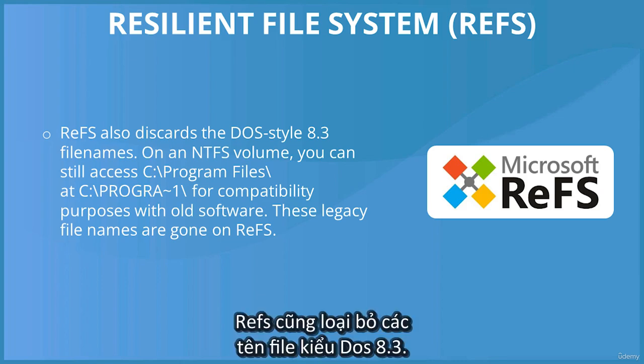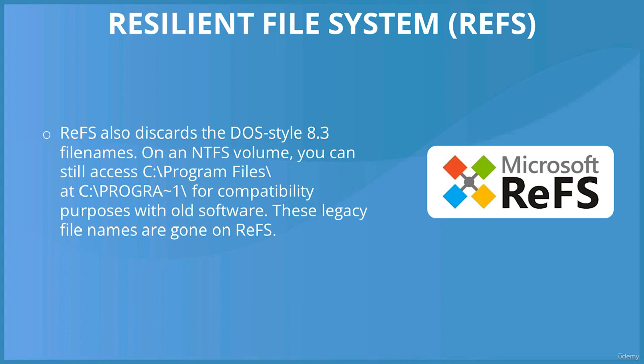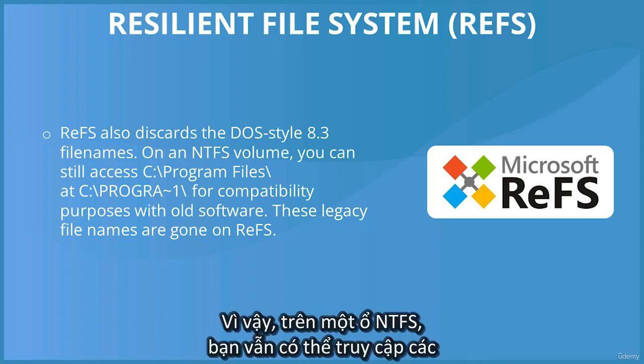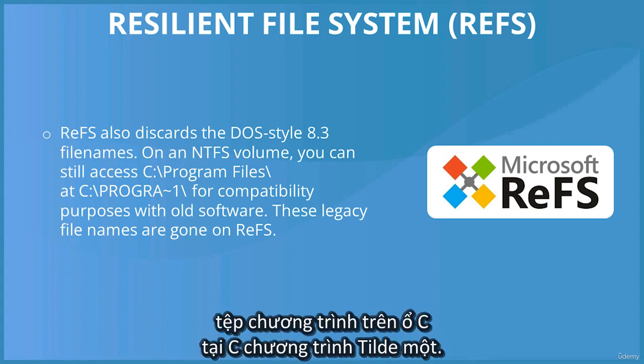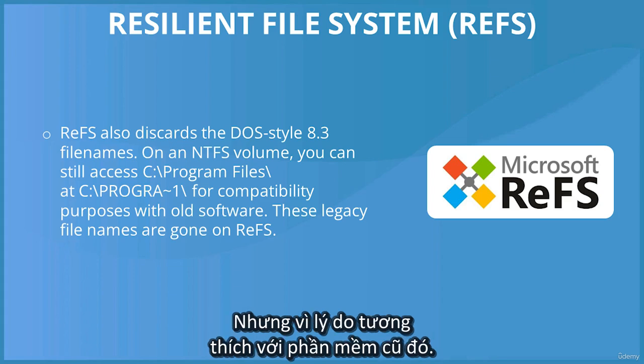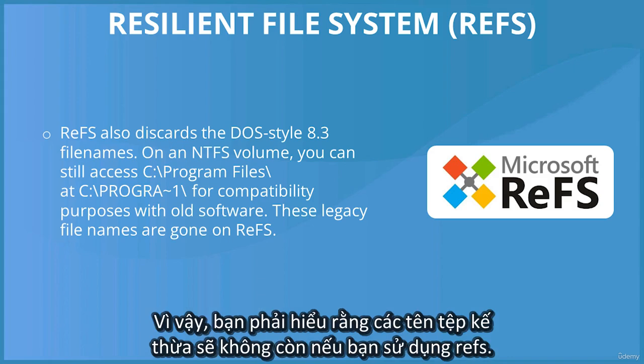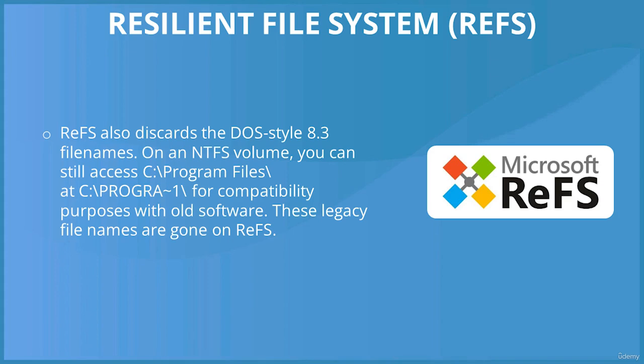ReFS also discards the DOS-style 8.3 file names. So on an NTFS volume, you can still access the C drive program files at C program ~1, but for compatibility purposes with that older software. So you have to understand that the legacy file names are going to be gone if you're using ReFS.